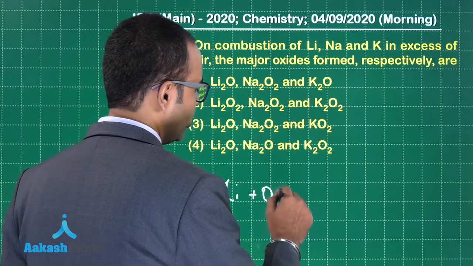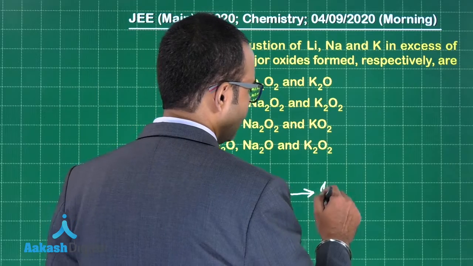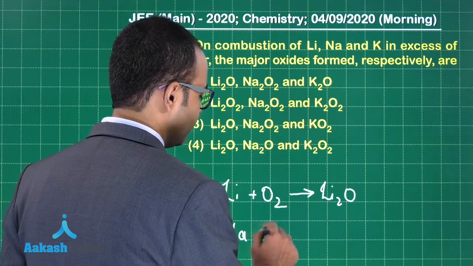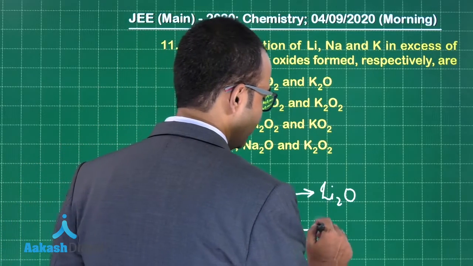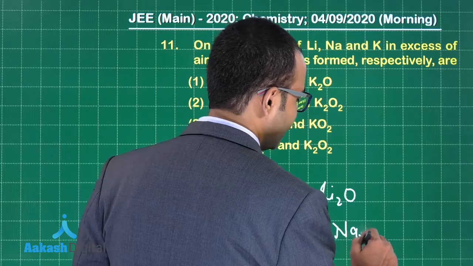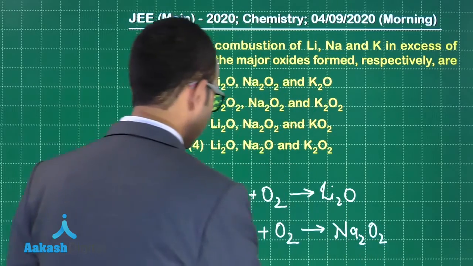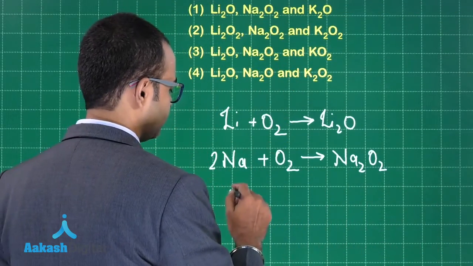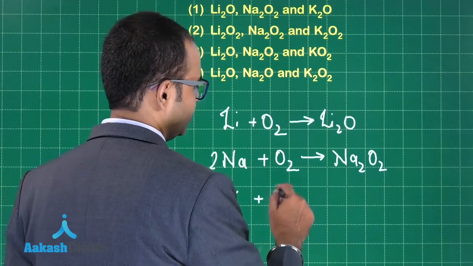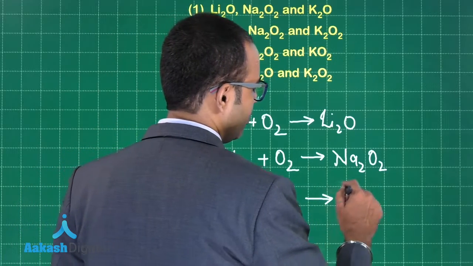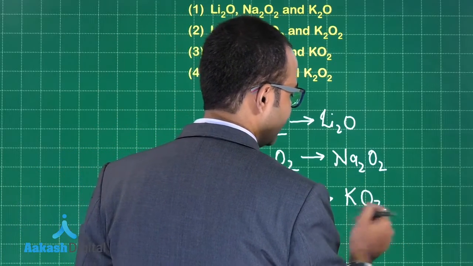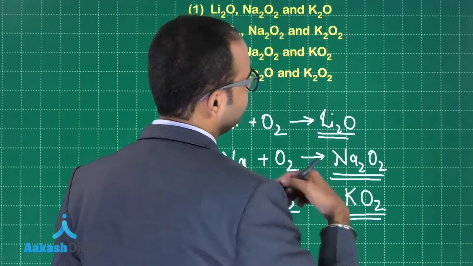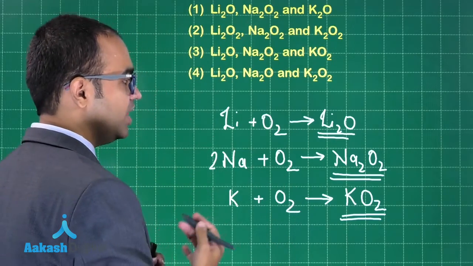when heated with O2, it will give you what? It will give you Li2O. Sodium when heated with O2, it will give you Na2O2, that is, sodium will give you sodium peroxide. Okay, if you take potassium and you heat it with oxygen, so this will give you potassium superoxide. So these are the three compounds which we will get on heating lithium, sodium and potassium with oxygen.